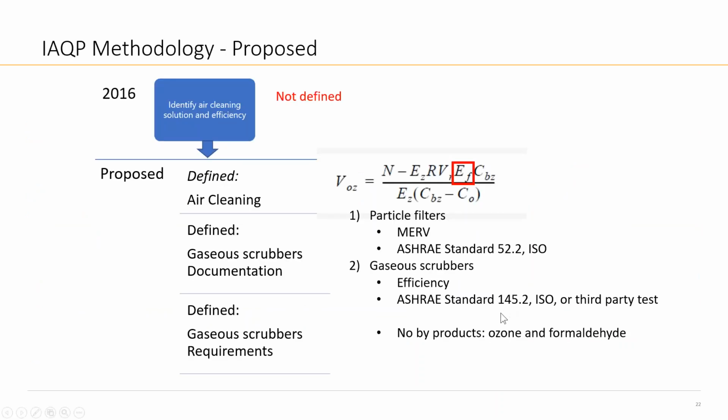So we're talking about this. The problem we face today is that we know the standard for sorbents. The standard for sorbents is mainly 145.2, and sorbents are known and well documented, and you can read about that in the ASHRAE position document. Sorbents are known not to have any byproducts, and you can test them via 145.2 or via ISO.